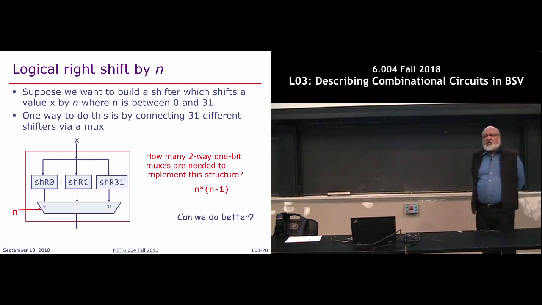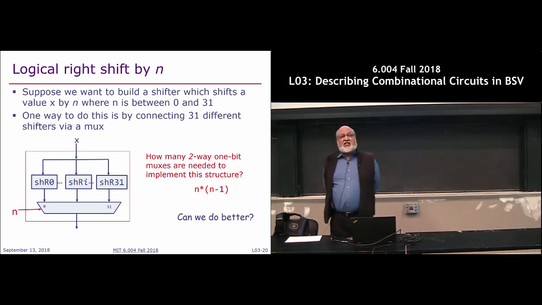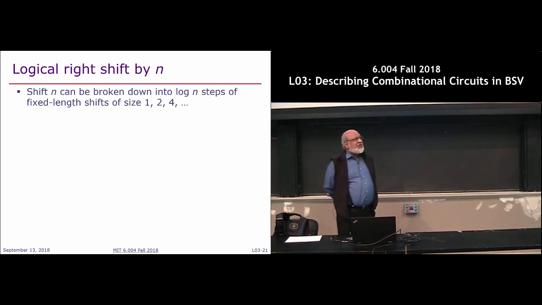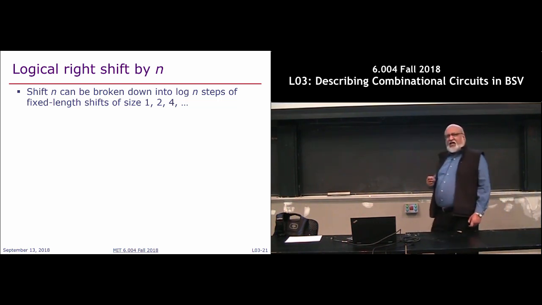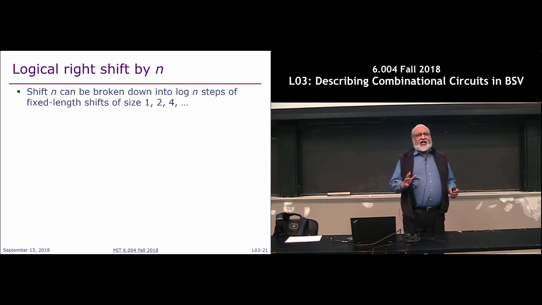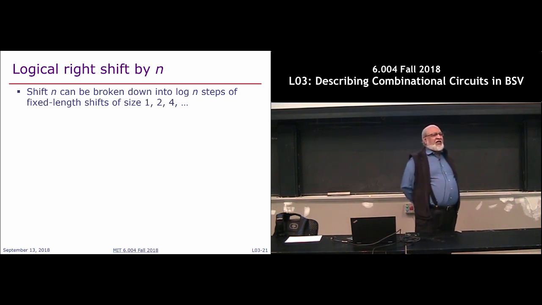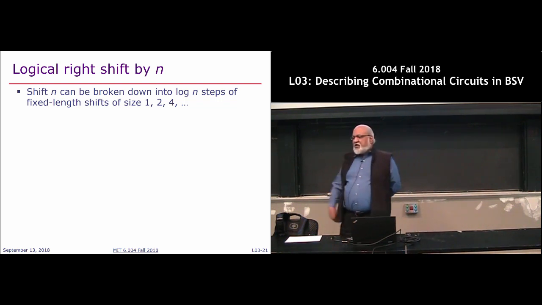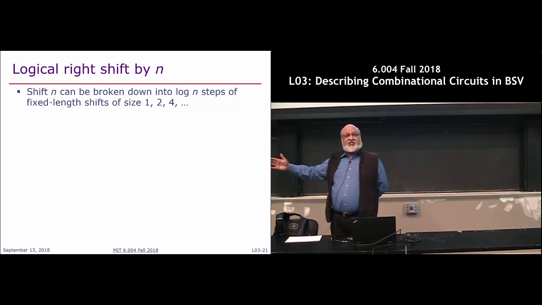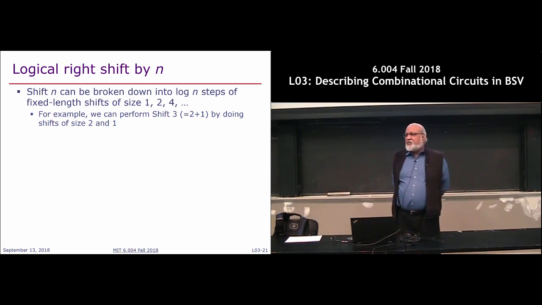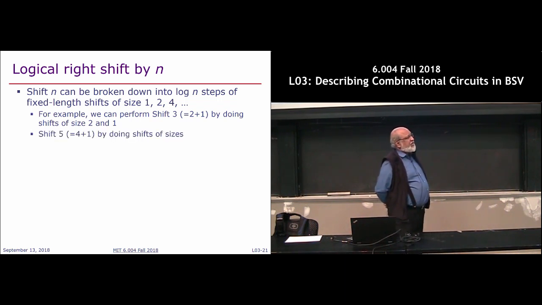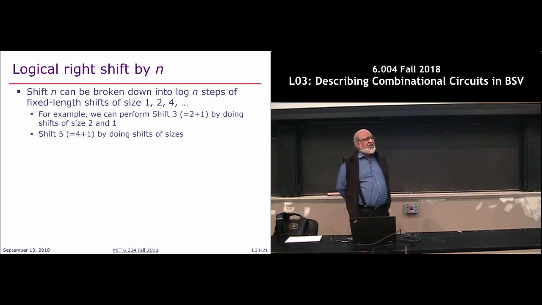Can we do better? Now, this requires understanding something about numbers. Let me just remind you what's going to happen. My claim is that I can do this by just having log n shifters instead of n shifters, and these shifters will be shifting by 1, 2, 4, 8, etc., powers of 2. So for example, we can perform shift 3 by doing a shift 2 and a shift 1. We can perform shift 5 by doing a shift of size 4 and 1.